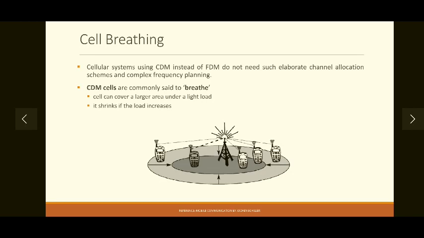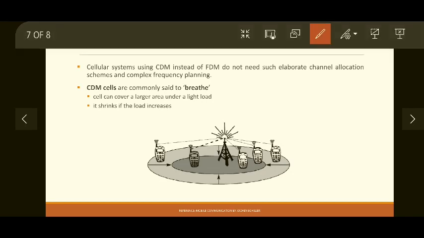In CDM, the number of users within a cell is dynamically decided, and it is explained by the concept of cell breathing. Now we know breathing is shrinking and expansion of a particular cell. So in the CDM technique, cells are commonly said to be breathing. A cell can shrink if there are more users within it. The more users, the less the capacity of the cell, so users will automatically drop out of the particular cell.